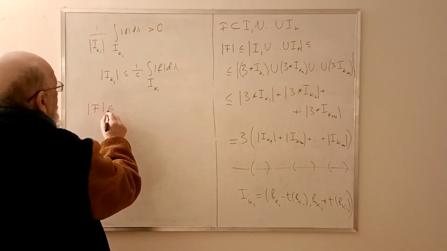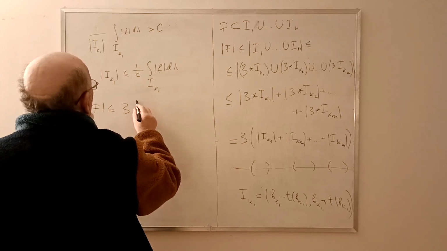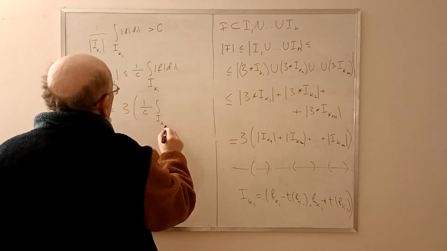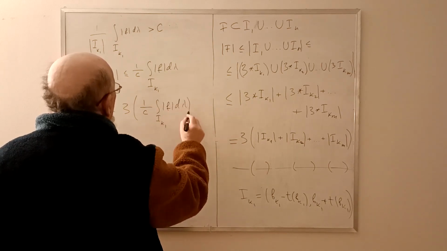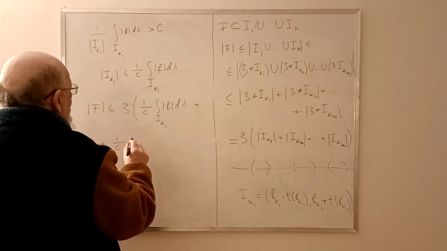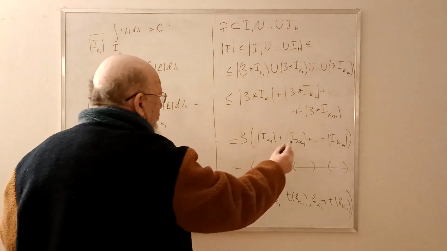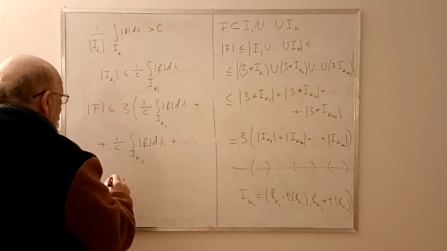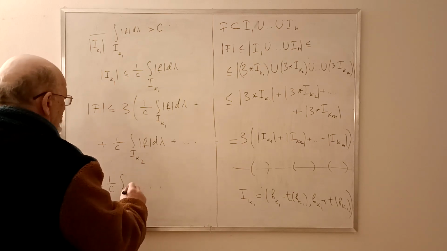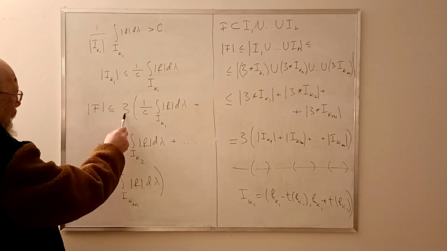length of F less or equal 3 times the sum of 1 over c integral over I_k1 modulus f d lambda, plus 1 over c integral over I_k2 modulus f d lambda, and so on plus 1 over c integral over I_km modulus f d lambda. Here 1 over c, I put it here.